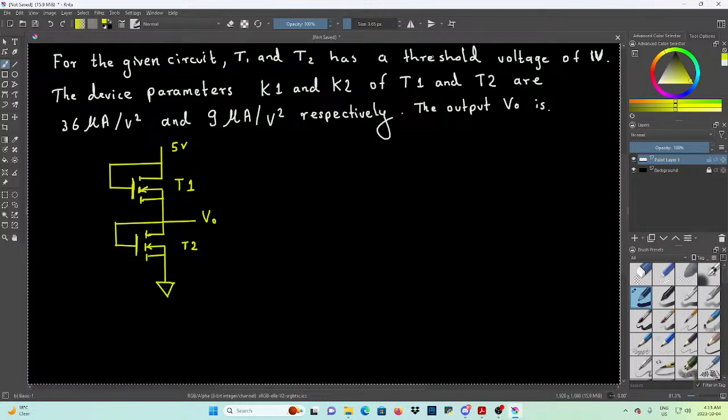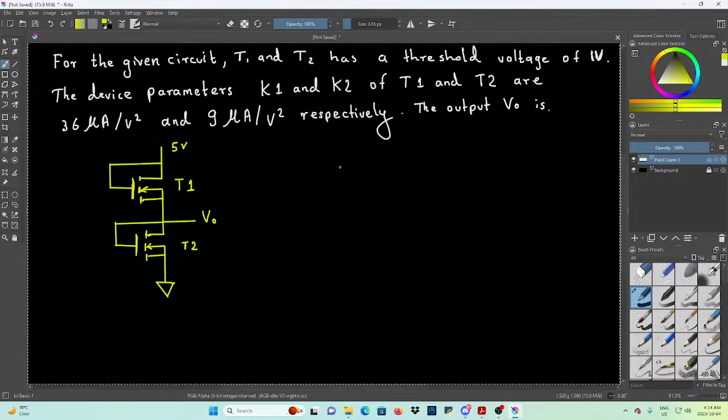T1 and T2 have a threshold voltage of 1 volt. The device parameters K1 and K2 of T1 and T2 are 36 microampere per volt squared and 9 microampere per volt squared respectively. The output is VO. So here the question is asking us to find out VO, and they have given the K1 and K2 value, that is mu and COX.